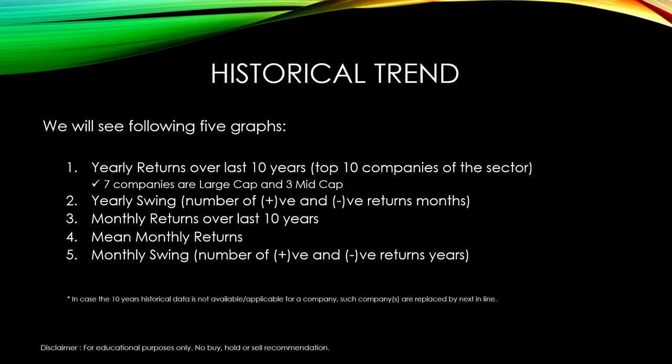Third graph will be the monthly returns over last 10 years graph, in which I'll show you the percentage return across every month in the last 10 years. The fourth graph will be the mean monthly returns. In this graph, I have taken the average or mean of the last 10-year returns in each month. And the fifth graph is the monthly swing graph, in which we'll see the number of positive and negative returns. I'll also share my takeaways after explaining each graph to you.